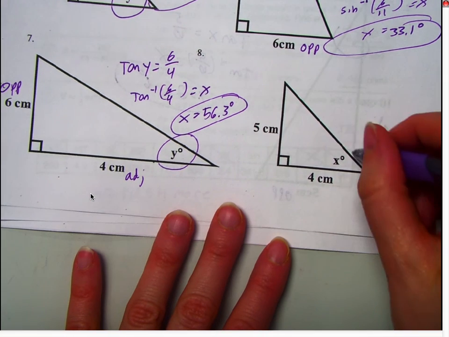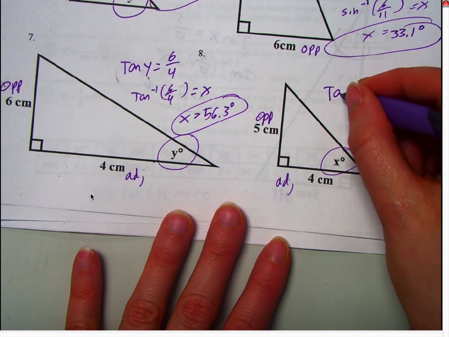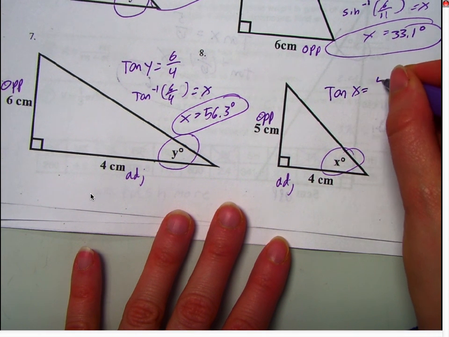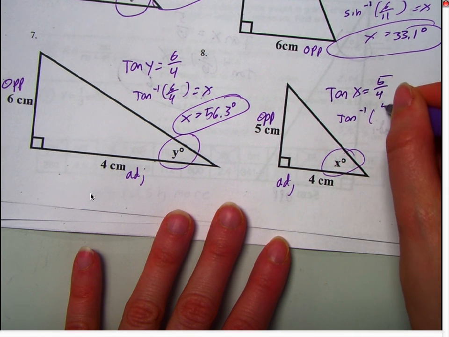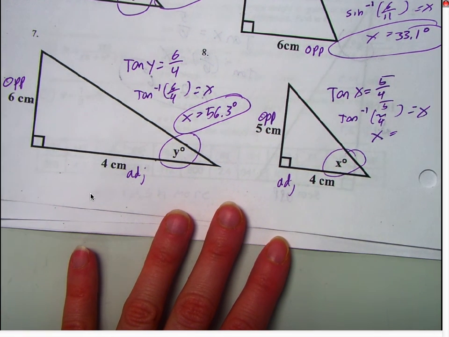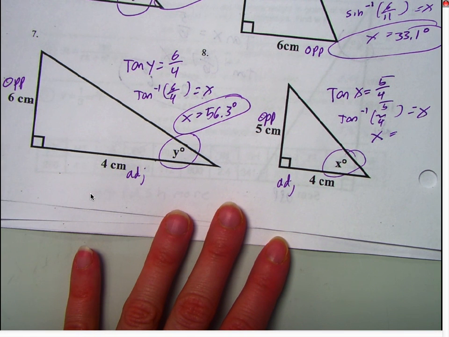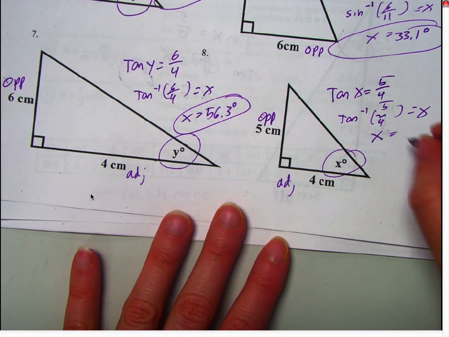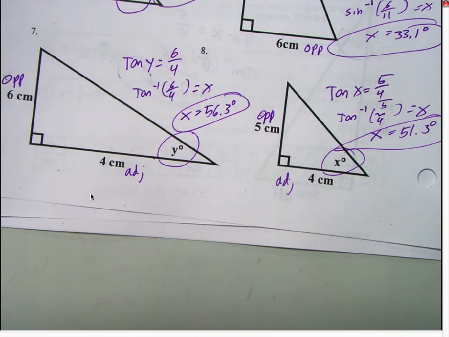Number 8, this is my opposite over adjacent. So again, I'm going to do tan of x equals opposite 5 over adjacent 4. So inverse tan, 5 over 4 equals x. So x equals inverse tan, 5 divided by 4 gives me 51.3 degrees. Okay, anybody have any questions about any of these?